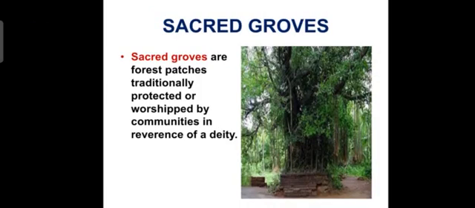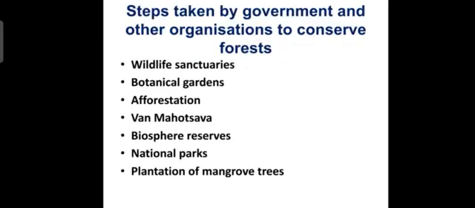Sacred groves. Sacred groves are forest patches traditionally protected or worshipped by communities in reverence of a deity. In the wake of increasing deforestation, these sacred groves help in conserving forests. The sacred groves are mostly found in the states of Karnataka, Maharashtra, Kerala, and Madhya Pradesh. To conserve the forests, some setup has been done by the government and other organizations like wildlife sanctuaries, botanical gardens, afforestation, Van Mahotsav, biosphere reserve, national parks and plantation of mangrove trees.